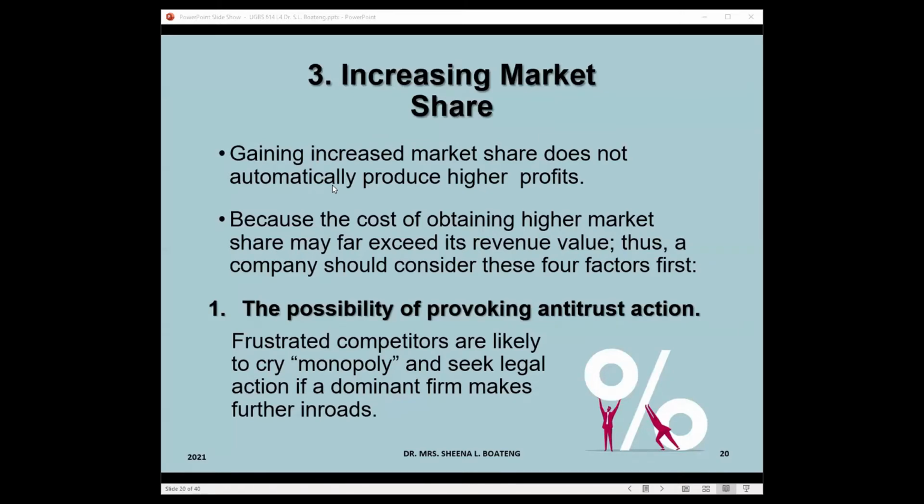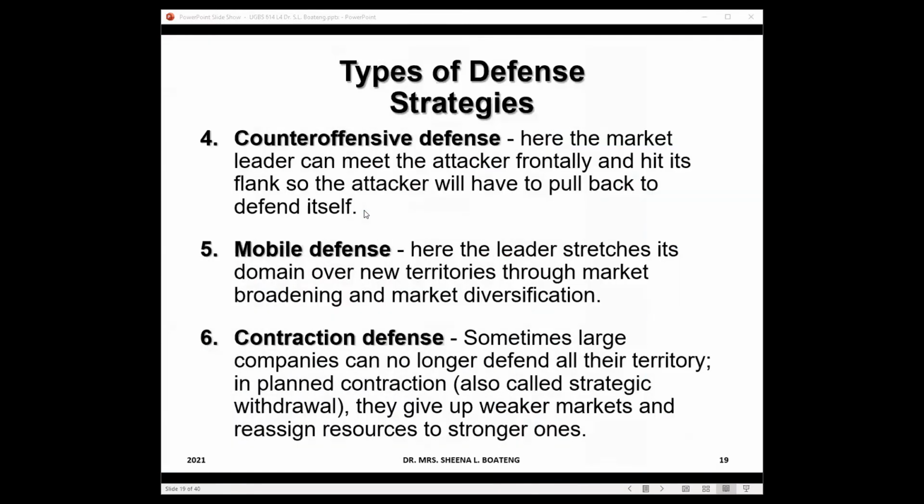So, Doc, just to take you back to the question of the very last point on the strategic withdrawal. For instance, for multinational corporations operating in more than one territory, if for one reason or the other they think one market is weaker, they decide to sell their assets in that particular market and focus more on the territories where they have a stronger market presence. Can you consider that also under the contraction defense? Yes, please. That's contraction defense. Okay. Thank you, Christopher.